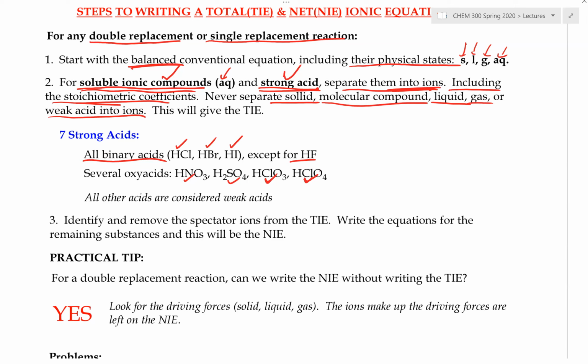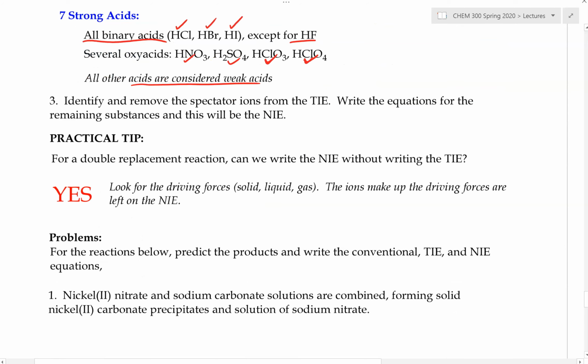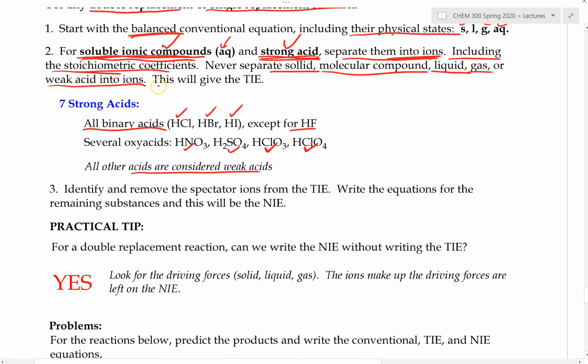So only for these 7 strong acids would we break them up into individual ions. All of the acids other than these 7 strong acids right here are considered to be weak acids. Okay, so that's how we can identify the soluble ionic compounds and the strong acids. And so after we have done this already, we will be able to then write the TIE.